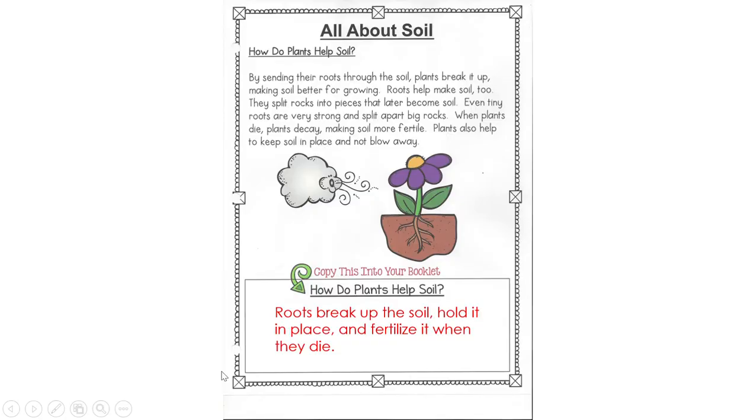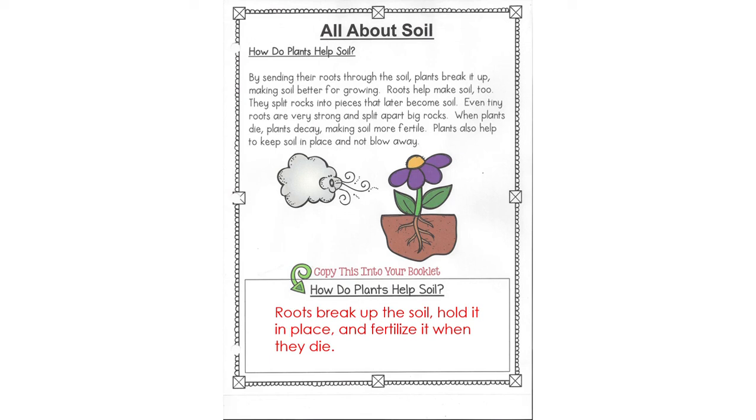So our last page then, how do plants help soil? By sending their roots through the soil, plants break it up, making soil better for growing. But roots help make soil too. They split rocks into pieces that later become soil. Even tiny roots are very strong and split apart big rocks.